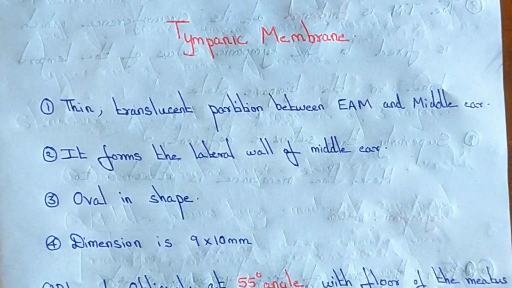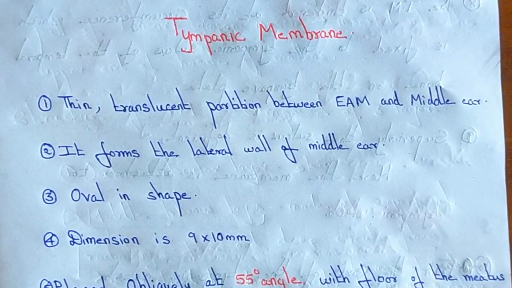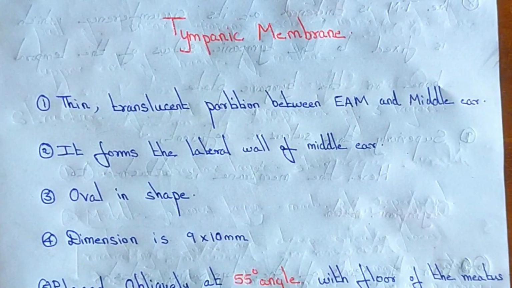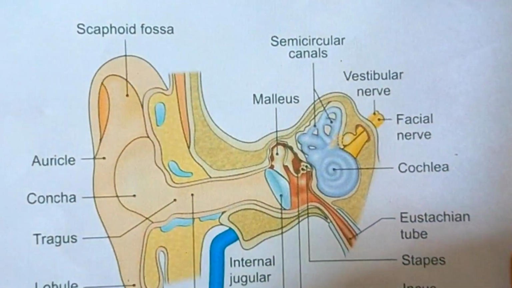In this video, we are going to see about the tympanic membrane. Now let's see what the tympanic membrane is. The tympanic membrane is a partition between the external auditory meatus and the middle ear cavity. Let's see in this picture.